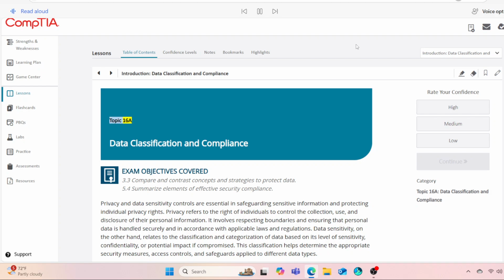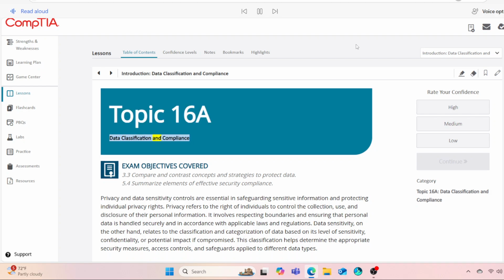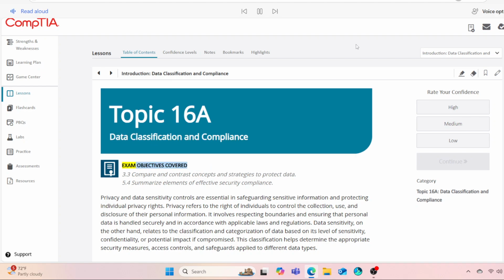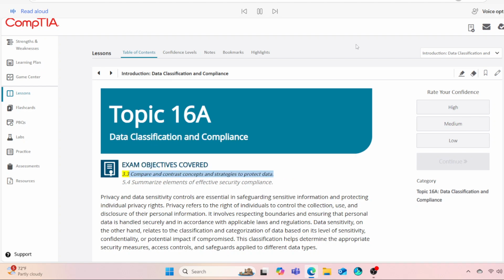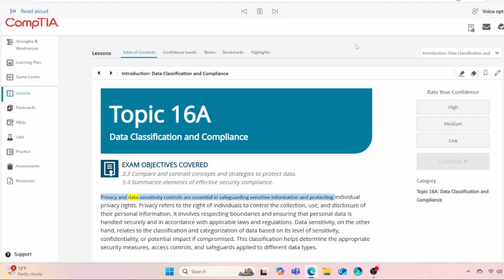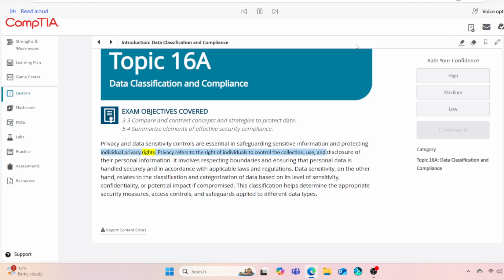Topic 16A. Data classification and compliance. Exam objectives covered. 3.3 Compare and contrast concepts and strategies to protect data. 5.4 Summarize elements of effective security compliance. Privacy and data sensitivity controls are essential in safeguarding sensitive information and protecting individual privacy rights.